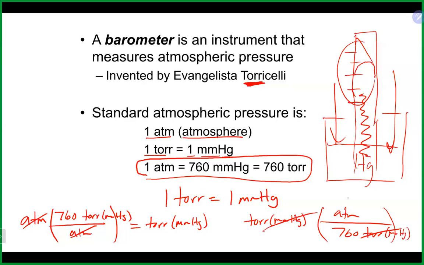Those will cancel and we'll get atmospheres. There are also other units as well, like PSI, pounds per square inch. There are pascals and kilopascals. There's also bar, which is kind of similar to an atmosphere, 1.01 to 1. But for us, atmospheres, millimeters of mercury, and torr are pretty much the 3 units that you will most likely come across the most. But there are obviously other units of pressure.